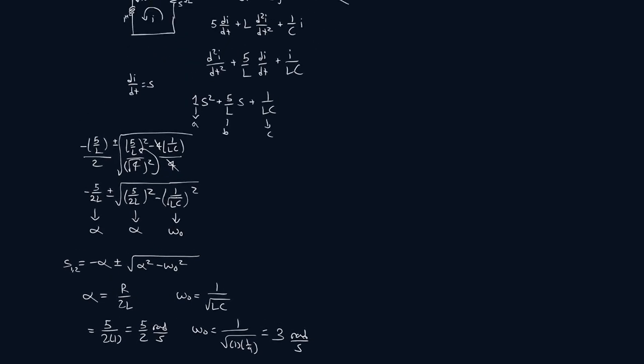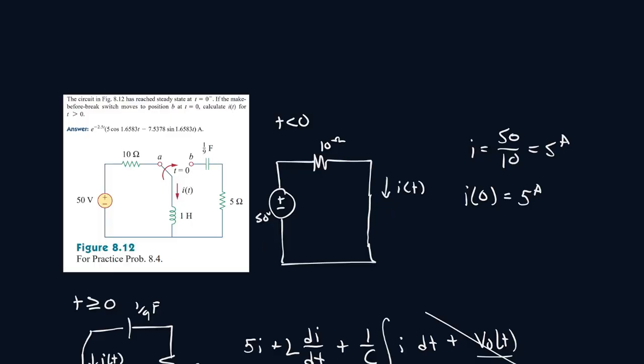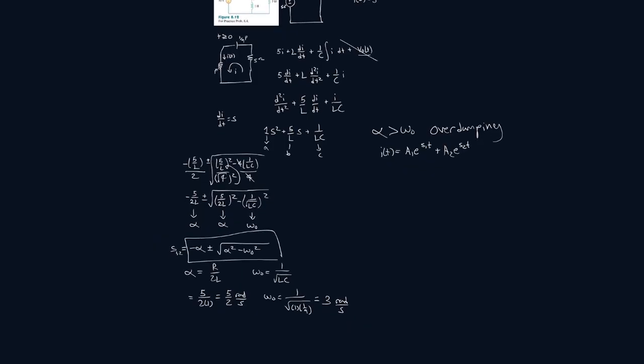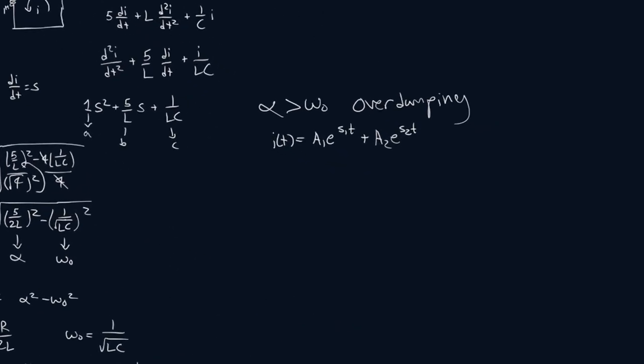Now, we have to check the following. If we notice that your alpha is greater than your omega, then that means your circuit's overdamped. And the formula to find current passing through the inductor is going to be I(t) equals A1 e to the power of S1 t plus A2 e to the power of S2 t. S being your roots from your quadratic, like this one. Now, if they're both equal to each other, then that means it's critically damped.